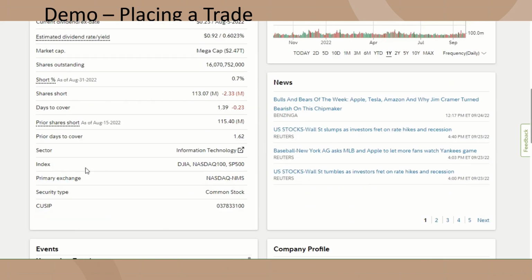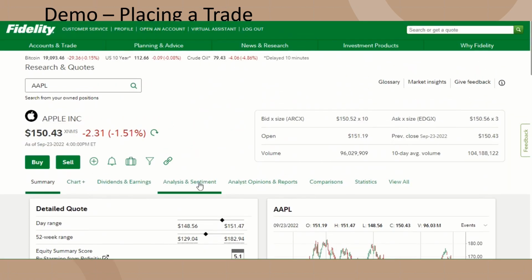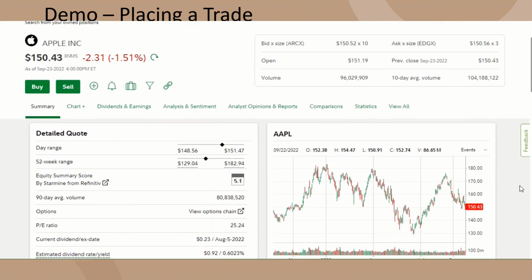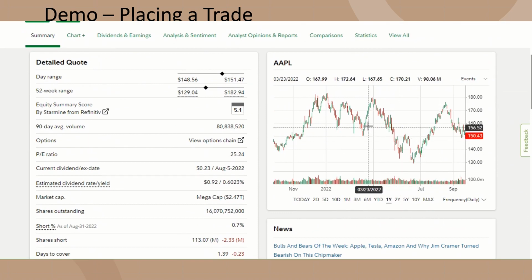And the sector is information technology. And then let's move on to the chart here. This is a 1-year chart, so you see the prices have been pretty volatile, going up and down. And this is the low that was reached around June, around 129, June 16th, and looks like this is the high that was reached in January.